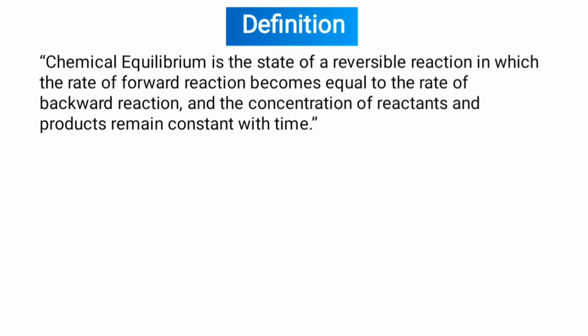Now, definition of chemical equilibrium. Dear student, chemical equilibrium is the state of a reversible reaction in which the rate of forward reaction becomes equal to the rate of backward reaction, and the concentrations of reactants and products remain constant with time.